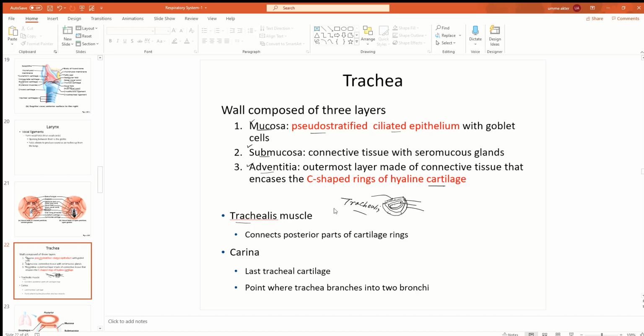Now the last piece, all tracheal cartilages are C-shaped except the last one, which is kind of V-shaped cartilage, not C. The last one, where the trachea divides into 2 primary or main bronchi. Remember that? So this one is called the carina, the last V-shaped cartilage of the trachea, the lowermost one.